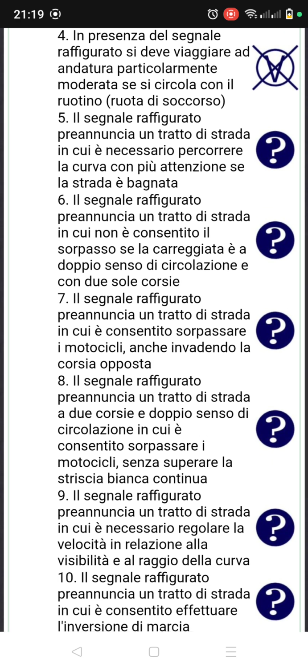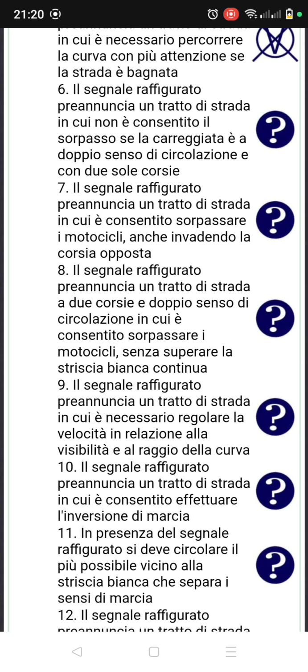Number five, il segnale raffigurato pronuncia un tratto di strada in cui è necessario percorrere la curva con più attenzione se la strada è bagnata. Yeah, it's true. This sign figure is announcing a section of the road in which it is necessary to travel la curva con più attenzione, to drive on the curve with more attention se la strada è bagnata, if the road is wet. And it's true. You have to pay particular attention if the road is wet.